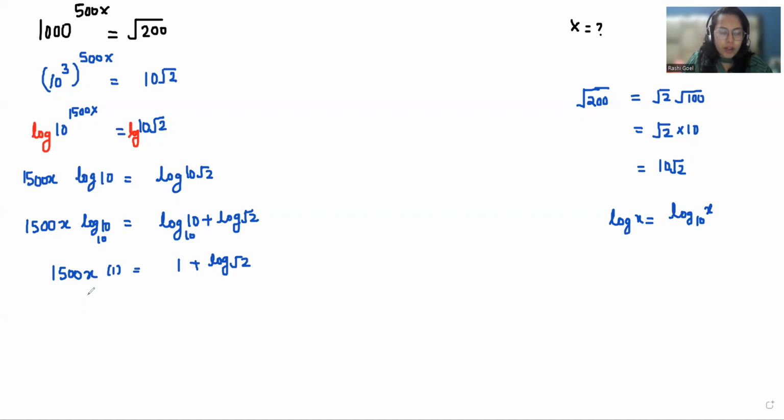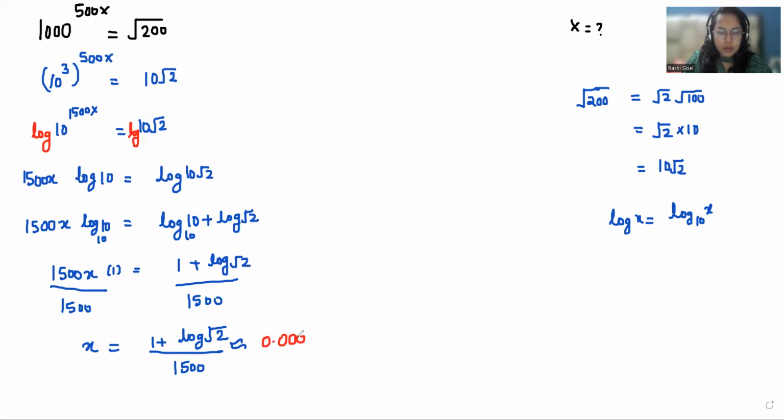So we have to find the value of x. So to eliminate 1500, I am going to divide both sides by 1500. So x is equal to 1 plus log under root 2 divided by 1500. And the value is approximately equal to 0.000767.